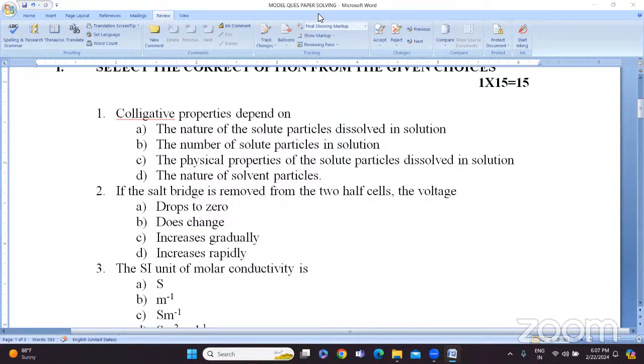What is the correct answer? B. The number of solute particles. Colligative properties depend on the number of solute particles.